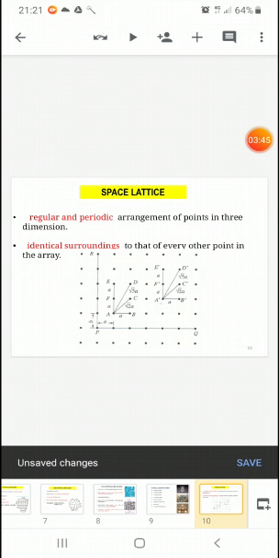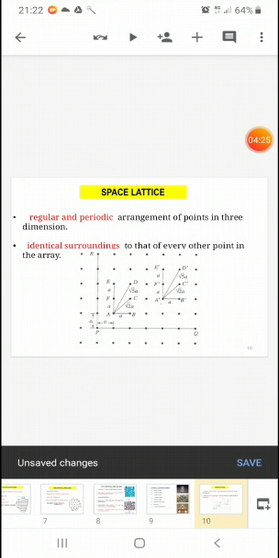In the figure, we have to see the periodic arrangement of the dots, and this is called the regular and periodic arrangement of the points in three dimensions. If we consider the point P, then from the point P on the left hand side we observe periodic and regular arrangement, as well as on the upper side we again observe the periodic and regular arrangement. Therefore, every point is identical to the surrounding points.